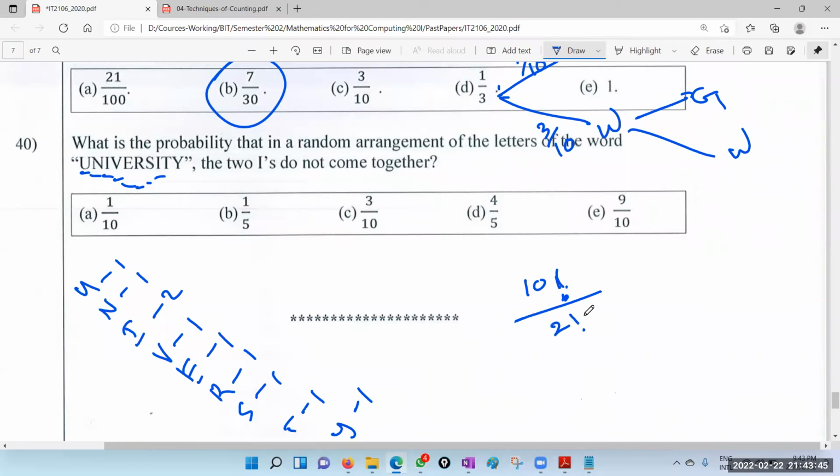Okay. Now let's look at how many possibilities there are where the two I's come together. There are 10 positions, right? 1, 2, 3, 4, 5, 6, 7, 8, 10. They can be the first two, the next two, next two, next two, next two.